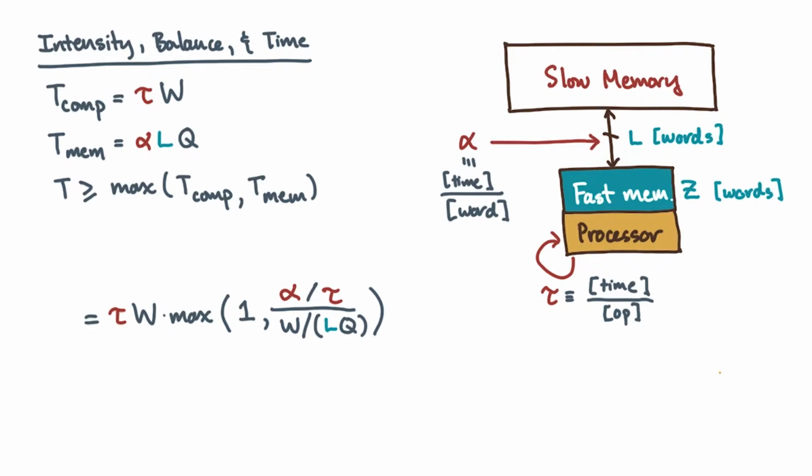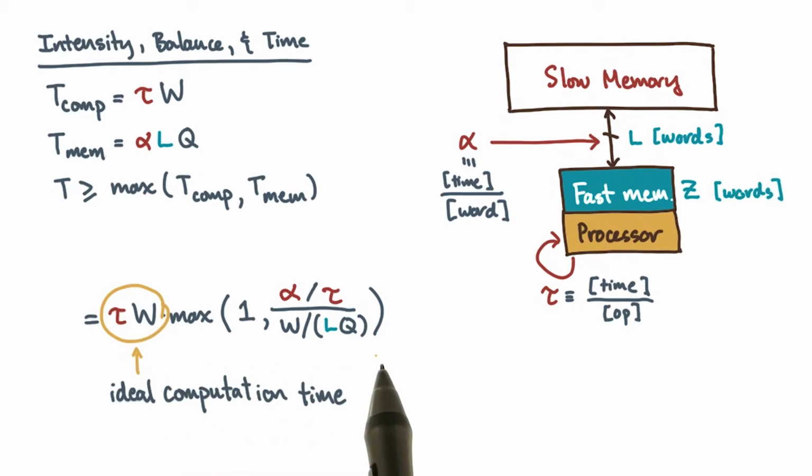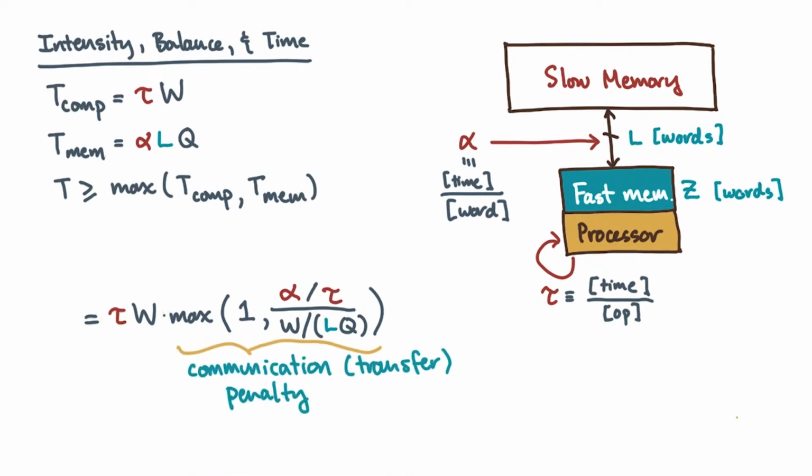This refactoring shows the execution time relative to the ideal running time, which is just tau times W. It's ideal in the sense that it assumes data movement is free. Now, relative to this ideal computation time, you need to pay a penalty. This communication or transfer penalty is the price you pay for having to move the data. Now, this penalty has some structure.